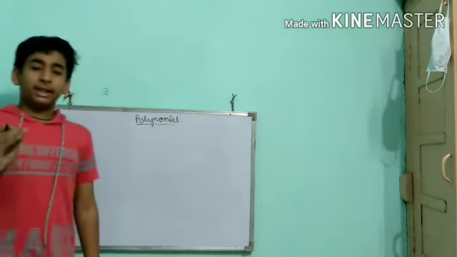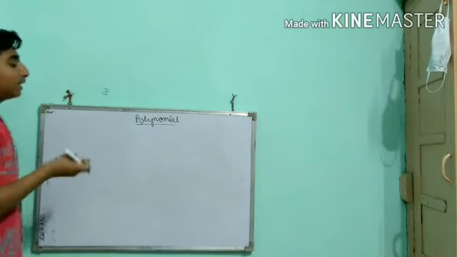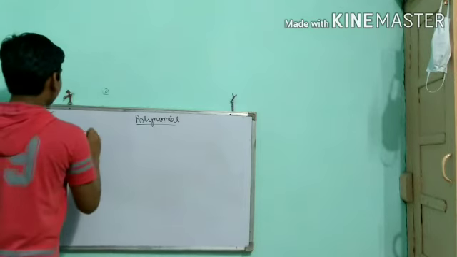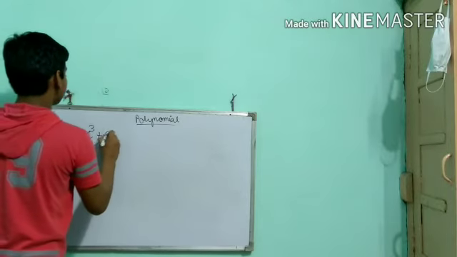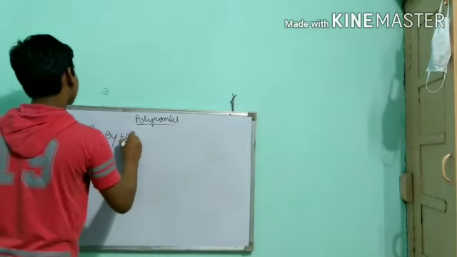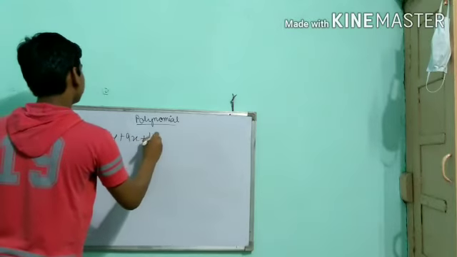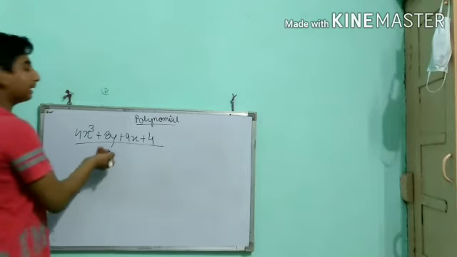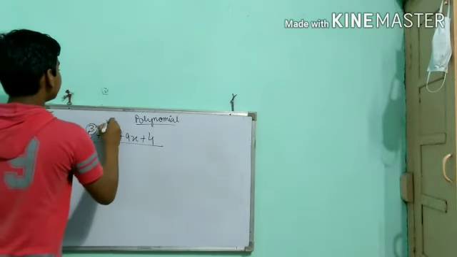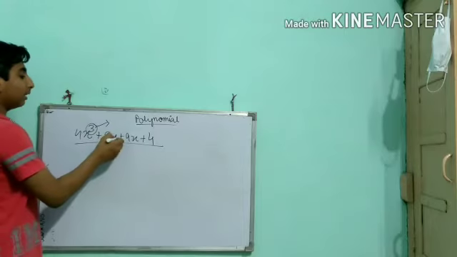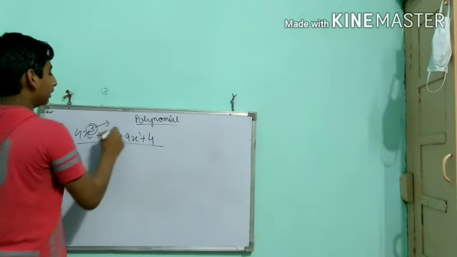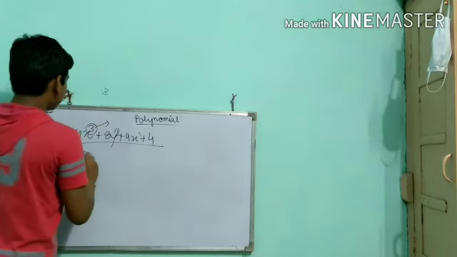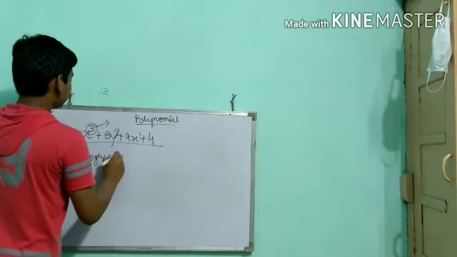Now we would take some questions that can come out of this. Like 4x cube plus 3y plus 9x plus 4. If anyone asks to find its degree, we can simply say 3. 3 is the highest exponent here; besides this, this is 1, this is 1. So 3 is the highest power, then degree is equal to 3.